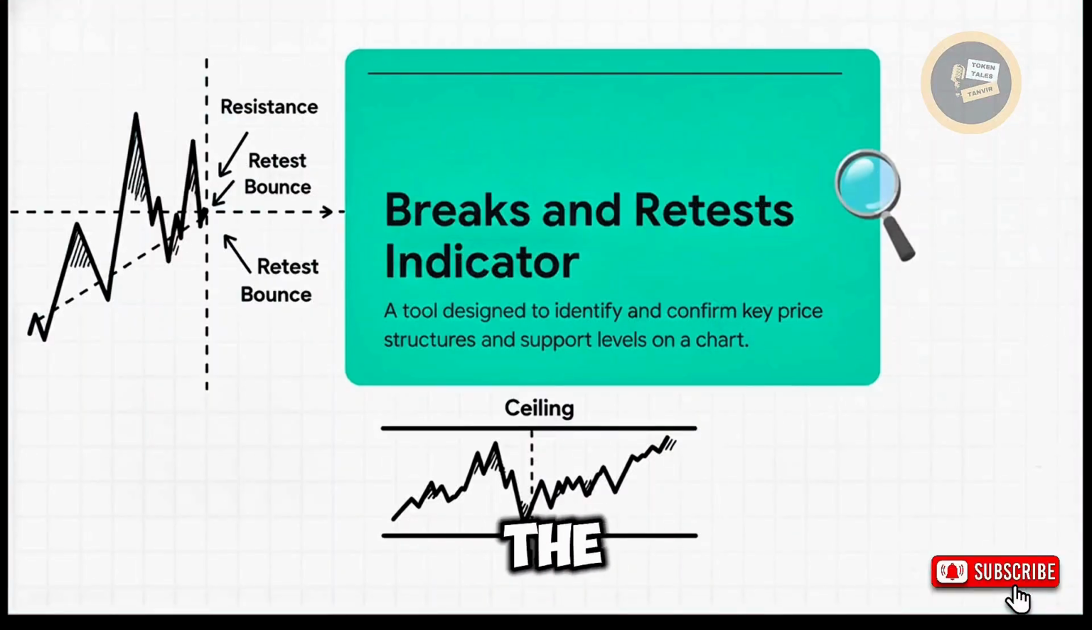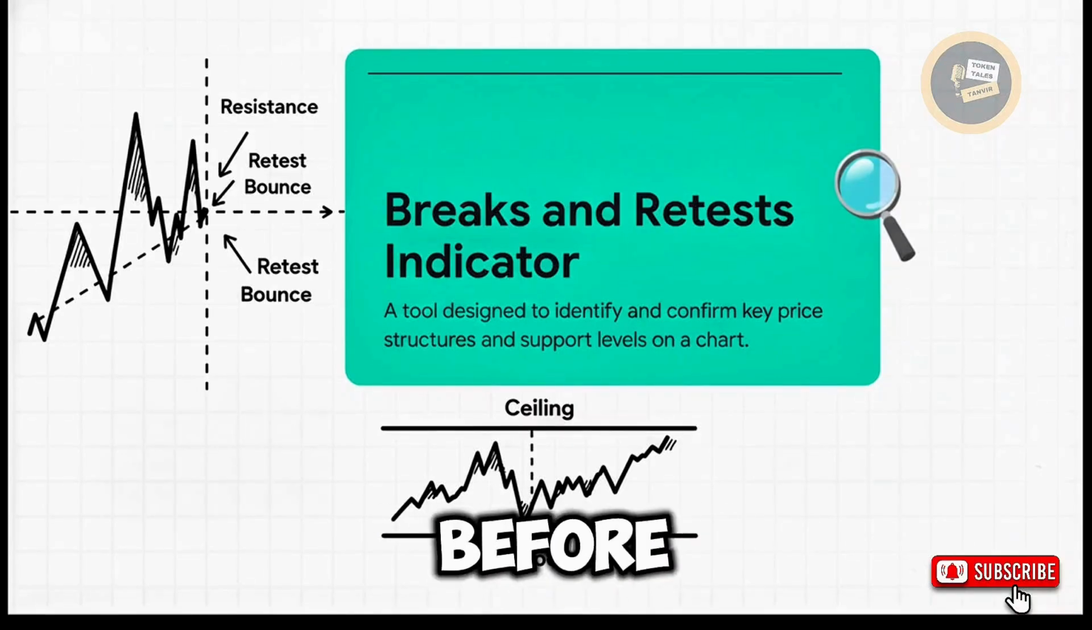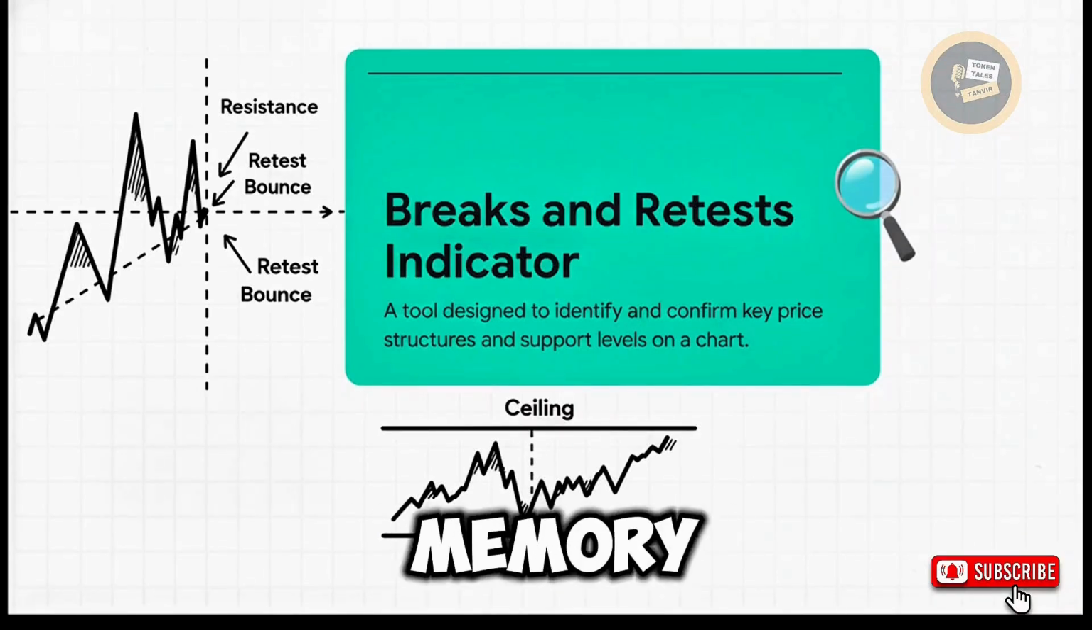This second tool is the breaks and retests indicator. Its entire job is to automatically scan the chart and map out the market's structure. You can think of it as finding all the historical floors or ceilings where the price has bounced before. It's like a map of the market's memory.